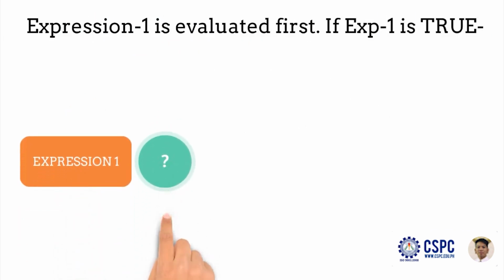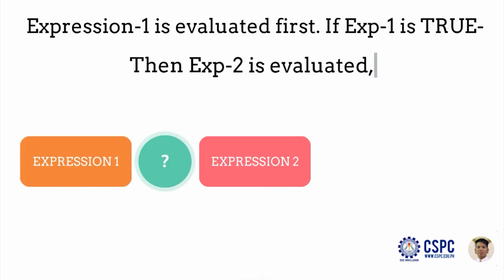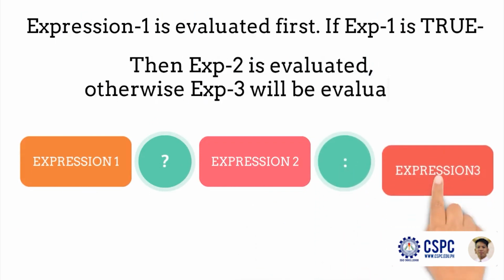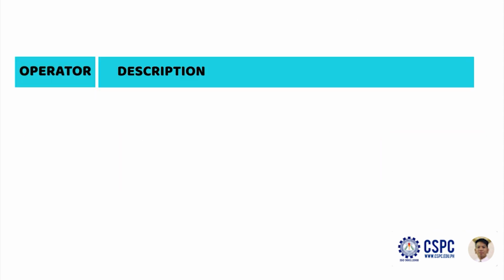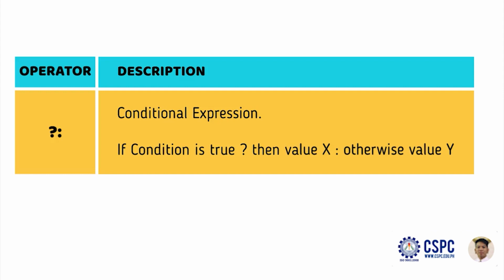The ternary operator acts like an if-else construction. The syntax: expression 1, question mark, expression 2, colon, expression 3. Expression 1 is evaluated first. If expression 1 is true, then expression 2 is evaluated, otherwise expression 3 will be evaluated. A question mark followed by a colon is a conditional expression. If condition is true, then value of x, otherwise value of y.